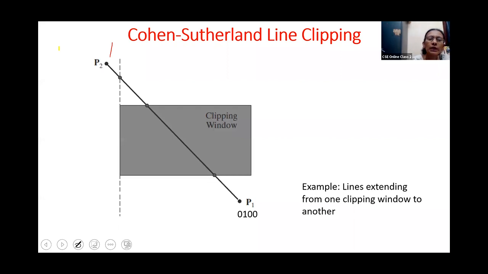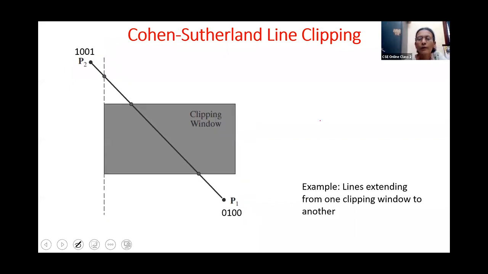The point P2 is not to the right of the right boundary, so it is 0. The point P2 is not below the bottom boundary, so it is 0. And it is above the top boundary, so it is 1. The code is 1001. Is this clear? Okay.